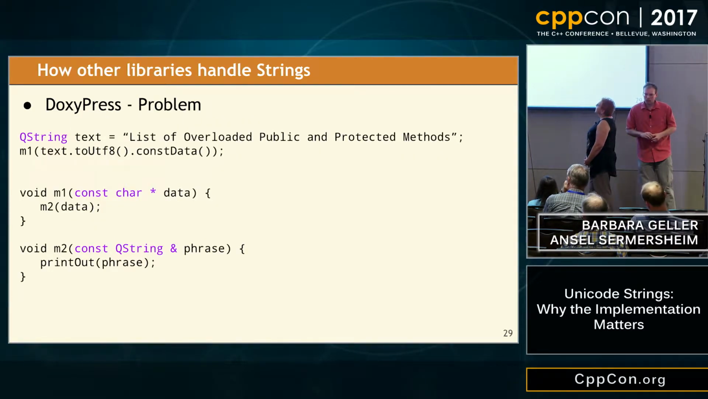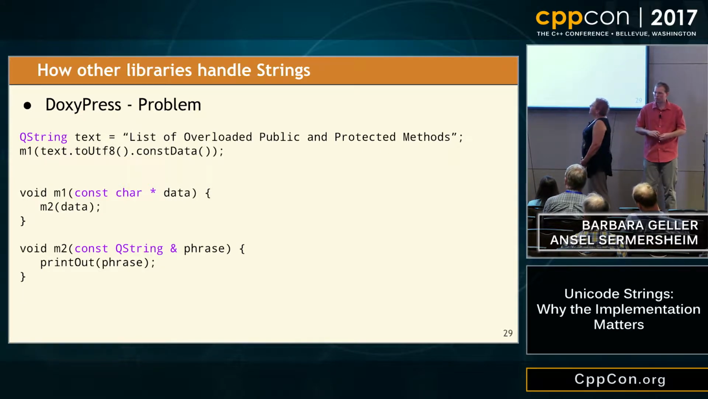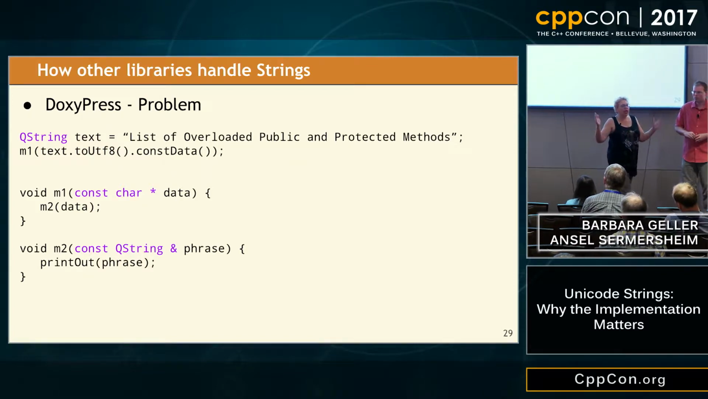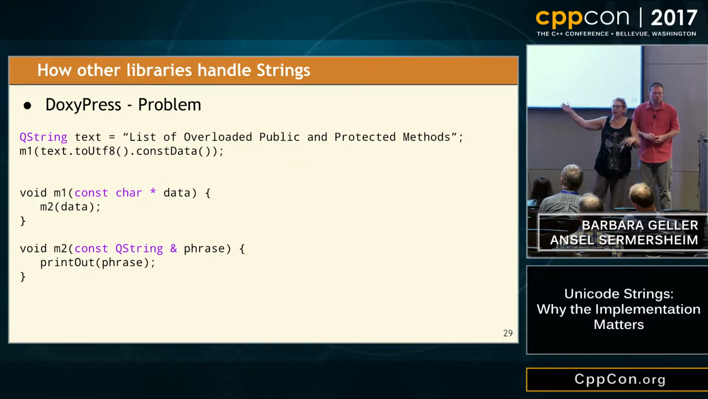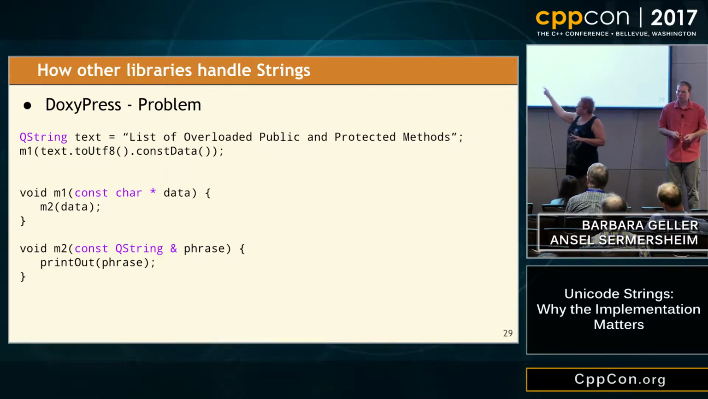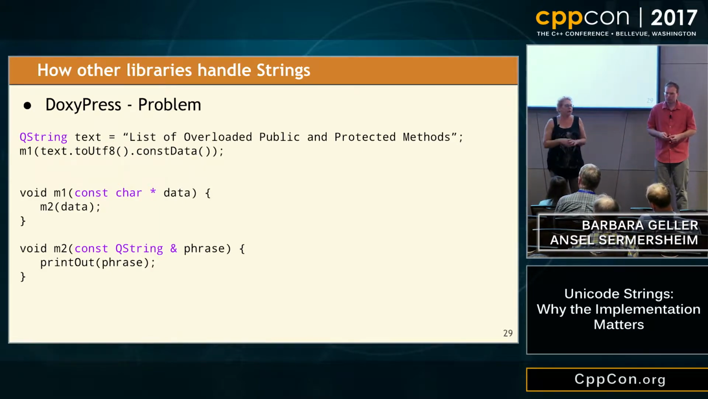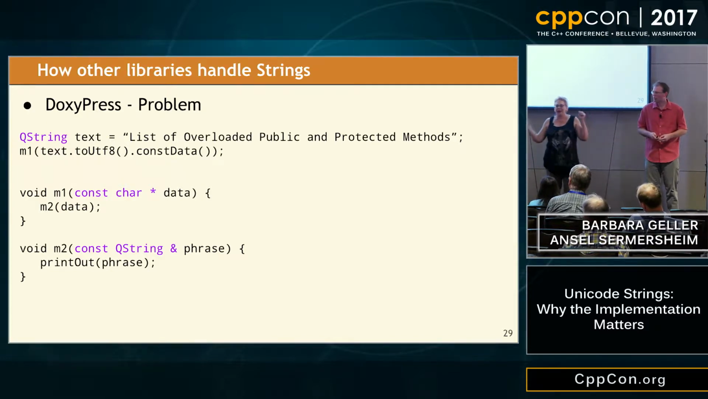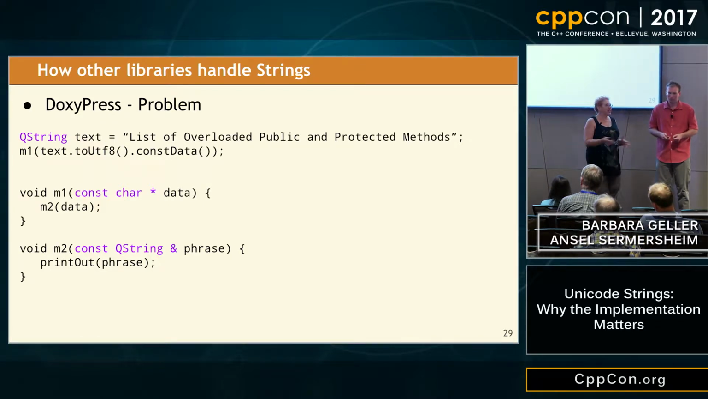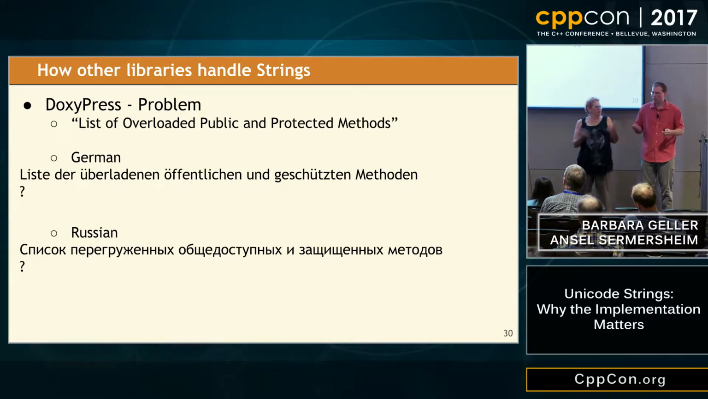So what we have here is a problem we found. The QString text here is just text in English that's going to be displayed on a particular page, some HTML output. And this is the code it was being run through. We'll come back and take a look at this code in a second, but basically M1 is calling M2, and then it's printing out. But then we decided, hey, we're international. We should actually test in some other languages, not just English. So we translated the string into some other languages.